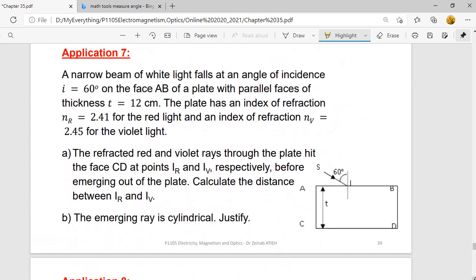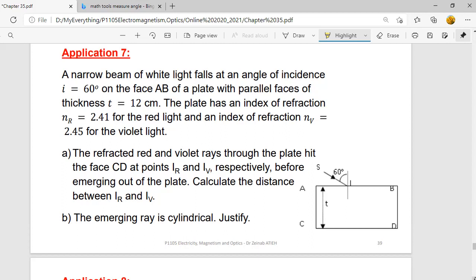Application 7 says a narrow beam of white light falls at an angle of incidence i equals 60 degrees on the face AB of a plate with parallel faces of thickness T equals 12 centimeters. The plate has an index of refraction n_R equals 2.41 for the red light and an index of refraction n_V equals 2.45 for the violet light. You can see that the index of refraction of red is close to that of violet. It's only a little bit different, but this difference is the reason each color refracts with a different angle.